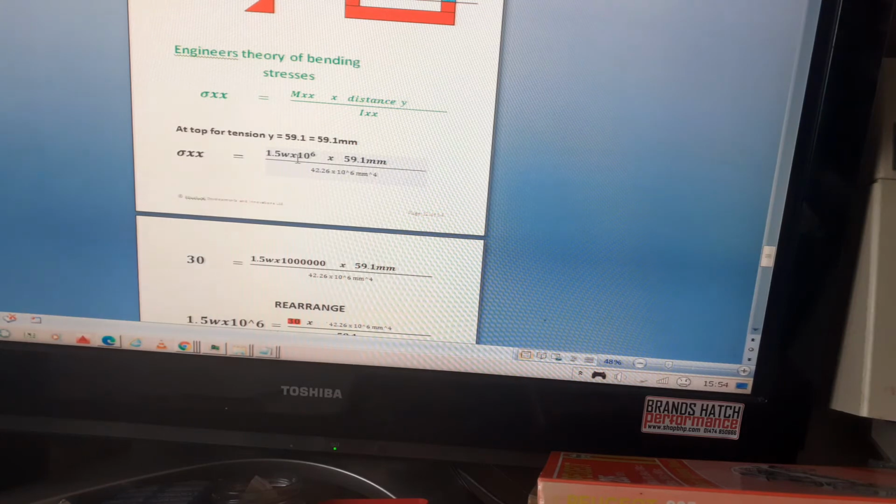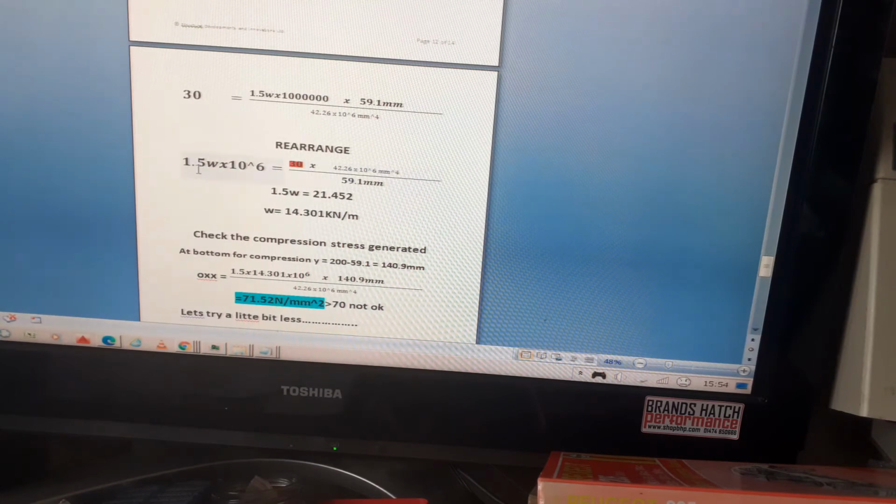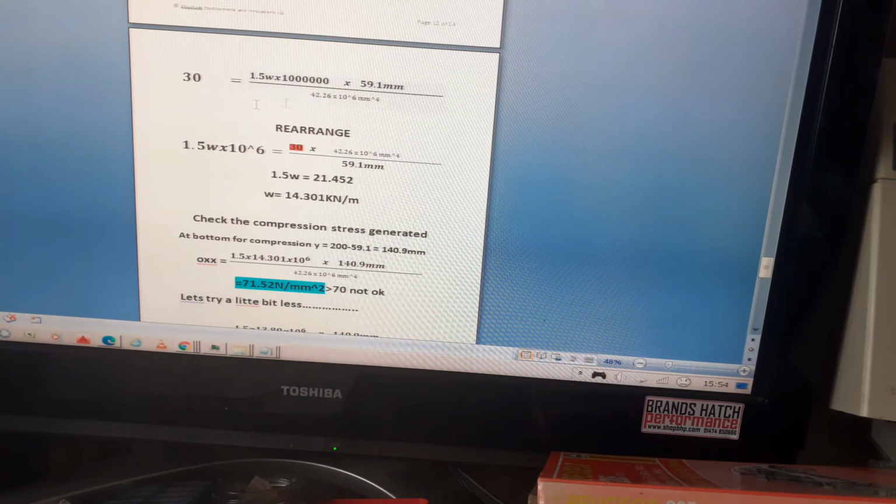So the millions cancel out, so it's 1.5 W times 59.1 divided by 42.26 equals the stress. That's the tension at the bottom. We have to limit the tension at the bottom to 30, so 30 equals 1.5 times a million times 59.1 divided by 42.26 times a million. If we rearrange that, we take the I to this side and then divide by the Y: 1.5 Y times a million equals 30 times 42.26 times a million divided by 59.1.